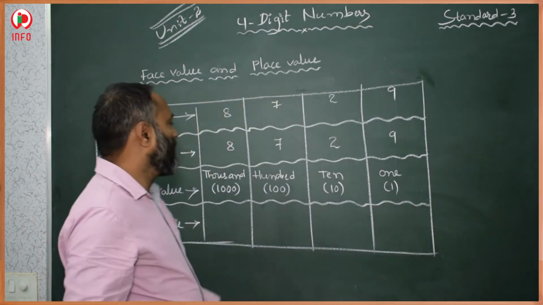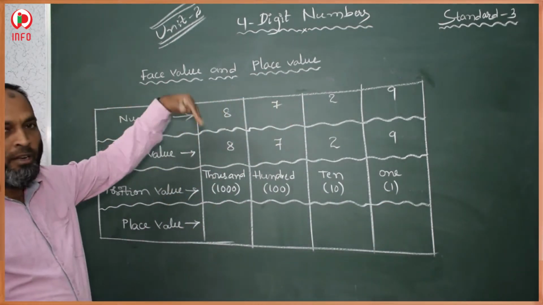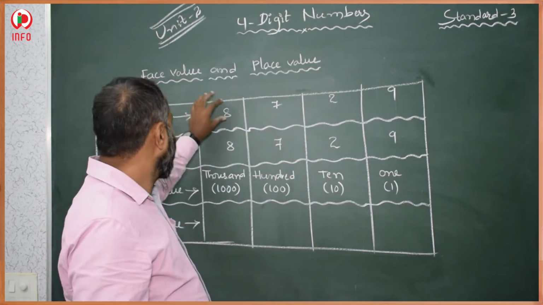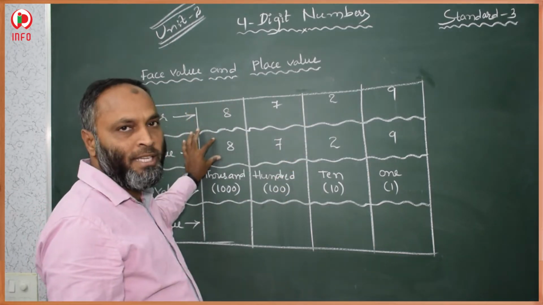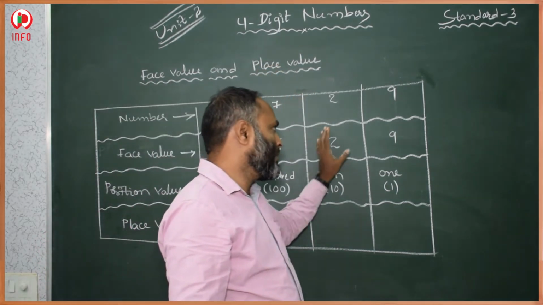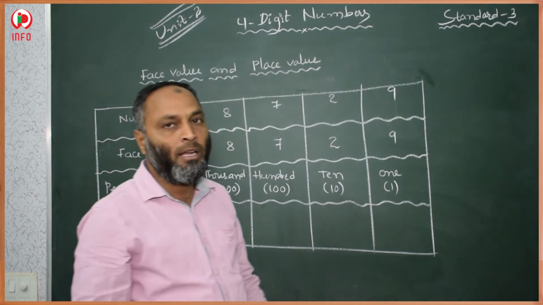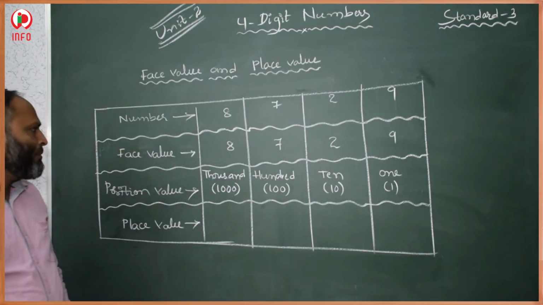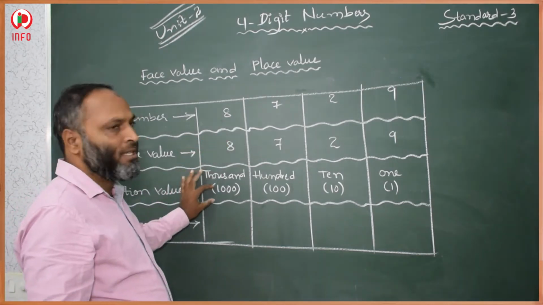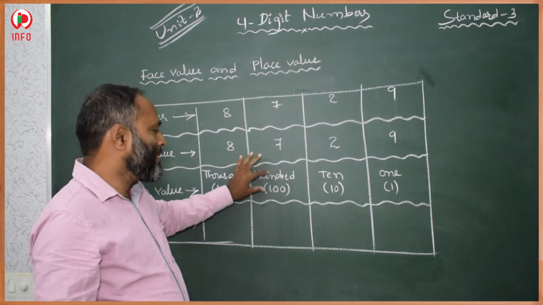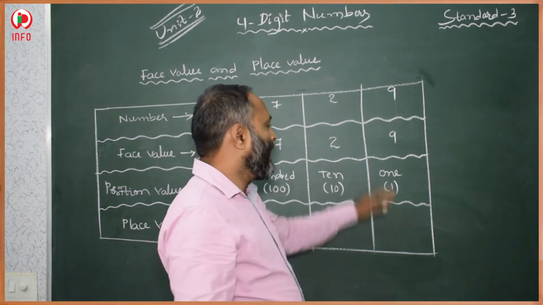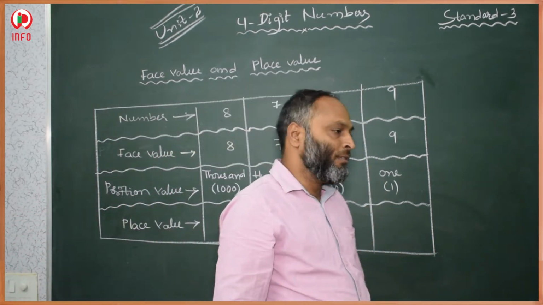So first of all, the face value is whatever the numeral is given. In that numeral, the face value is constant. 8's face value is 8 only, 7's is 7 only, 2's is 2 only, and 9's is 9 only. After that, position value: the 8 is in thousand position, then thousand; 7 is in hundred position, that is 100; 2 is in ten position, then 10; and 9 is in one position, then 1 only.